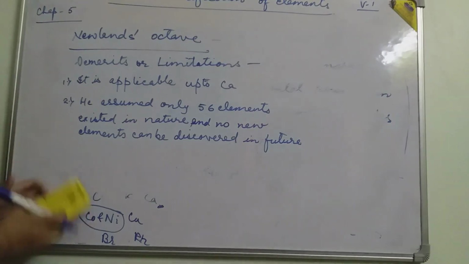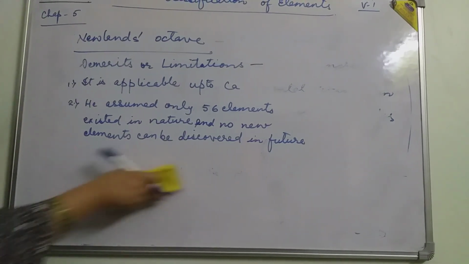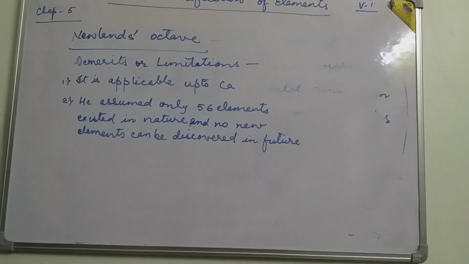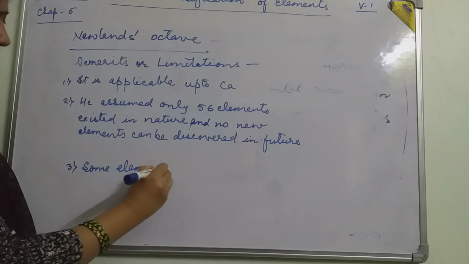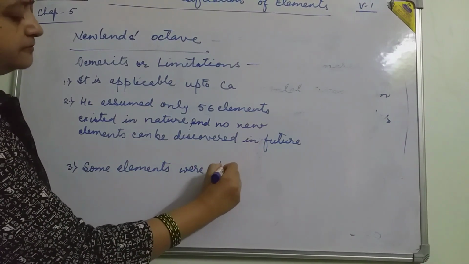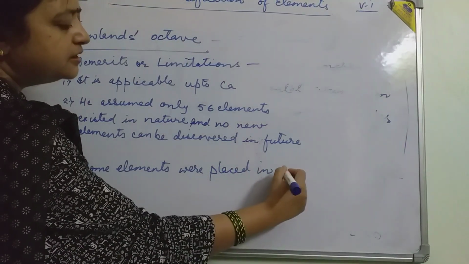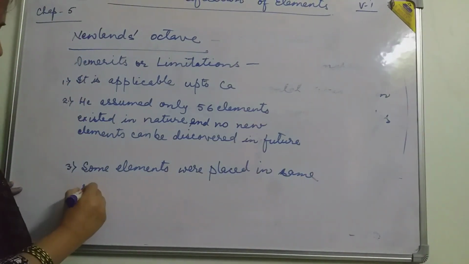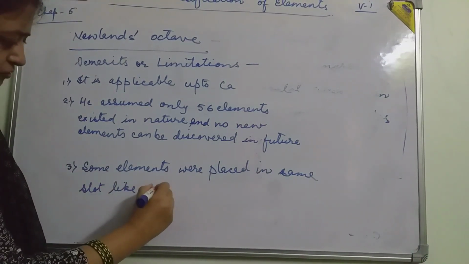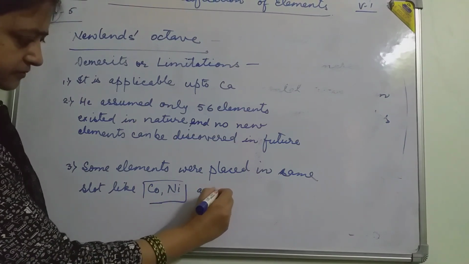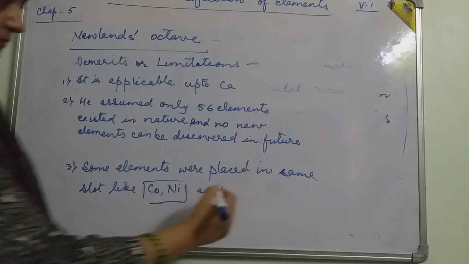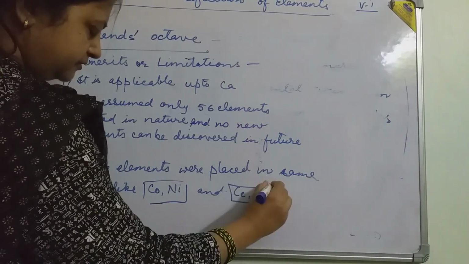And third one, like cobalt, nickel, you see the whole periodic table in your book and see there are cobalt and nickel placed in the same slot, and it means some elements were placed in the same slot, like cobalt, nickel, and sodium, lanthanum, etc. in the same slot.